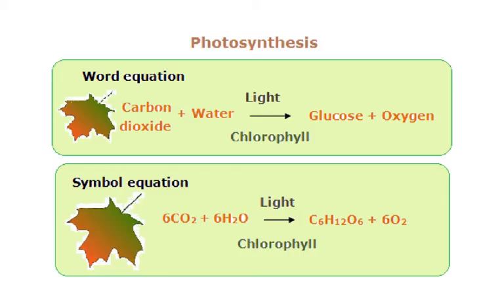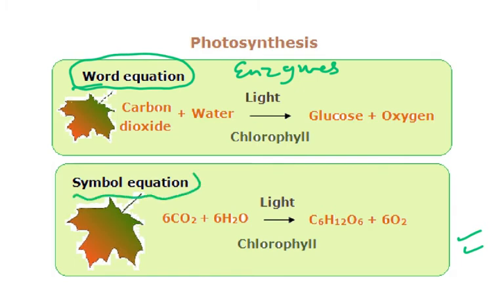Now a quick overview of the equation. This would be the chemical equation. Of course, enzymes are not written on it, but we have to understand that enzymes are required for every reaction. And this is the word equation. You have to know both of them. And this is, of course, the symbol equation, and you have to balance it if you're going to give me the symbol equation.